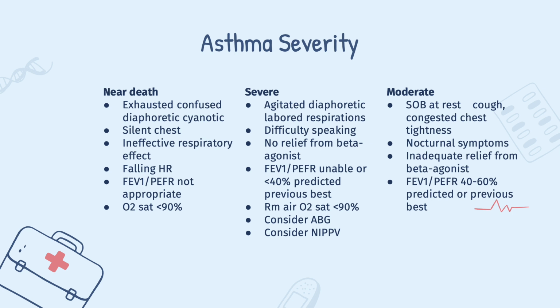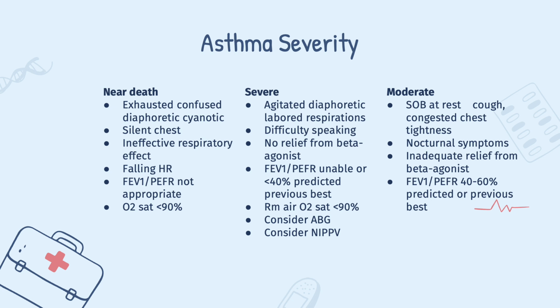So symptoms of asthma severity. I like to think about it as, do I have a patient who's near death, severe, and then moderate? We're not going to be talking about mild asthma. So near death exacerbation, you're going to have an exhausted, confused, cyanotic, diaphoretic patient. There'll be a silent chest, ineffective respiratory effort, and failing heart rate. And O2 sats are generally less than 90.